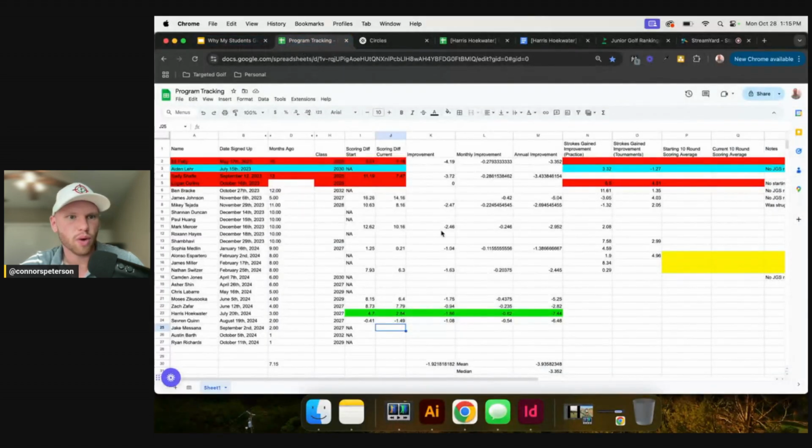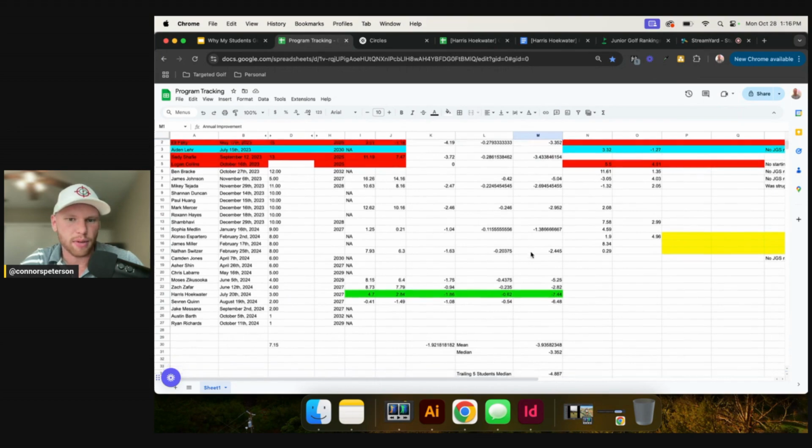So when I'm working with students, I track all of their scores. And so one of the things you'll see right here across the board is we see scoring differential at the start. We see scoring differential currently, or today, or whenever I've decided to measure this, the improvement in an absolute metric, the monthly improvement. So I track how many months we've actually been able to evaluate this. So I can say, all right, this is how much we're improving per month. And then I annualize that. So how's the annual improvement here?